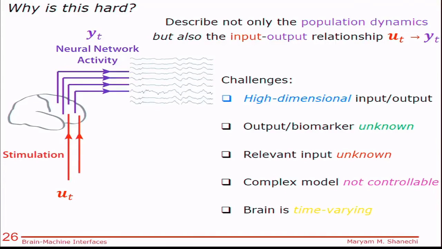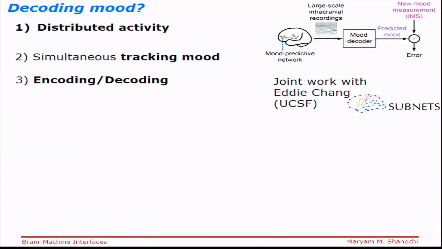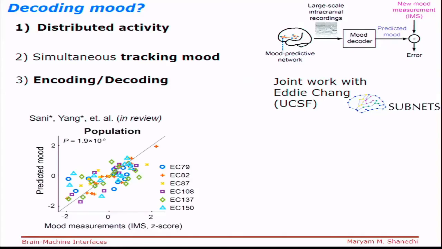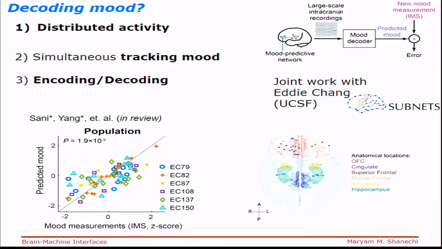So on the side of depression, in recent years, as part of a DARPA SUBNETS project and in collaboration with Eddie Chang, who's also a speaker in this session, we've been trying to develop decoders that can track mood in real time from human brain activity. Again, the solution is the same. Let's try to build an encoding model and a decoder. And what we have shown is that we can indeed track mood in real time from human subjects. And moreover, we can find what the brain regions are that are most critical for such decoding to be achieved.